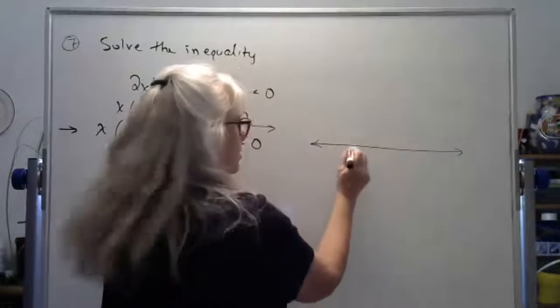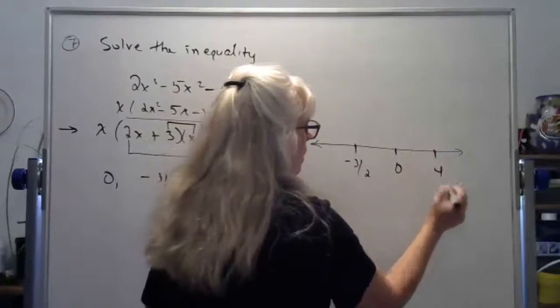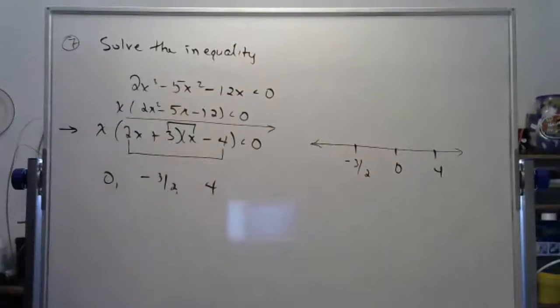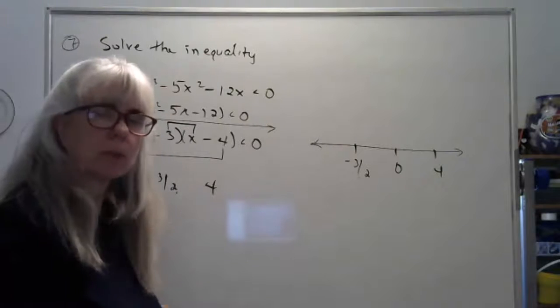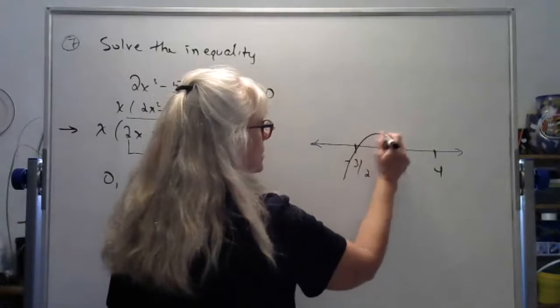Make sure you get them in numerical order, because that's the biggest mistake here. So I have -3/2, I have 0, and I have 4. Okay, well, this is a cubic. We know that in general, cubics start below and end above. So if we were to graph this thing, it would do this kind of shape.